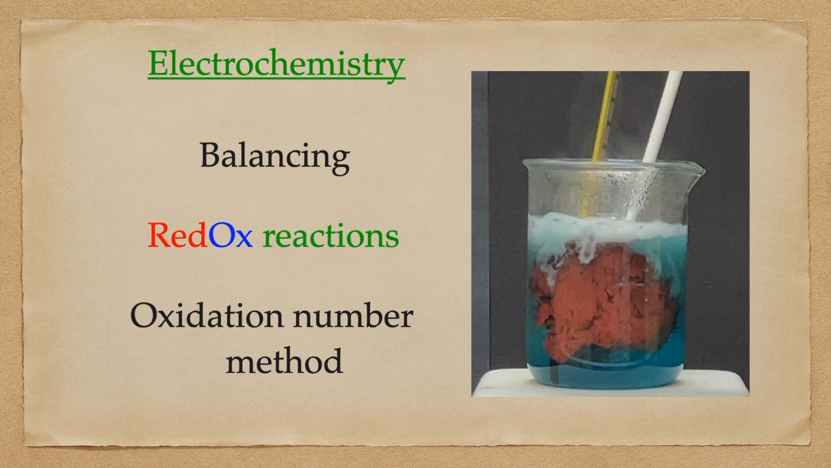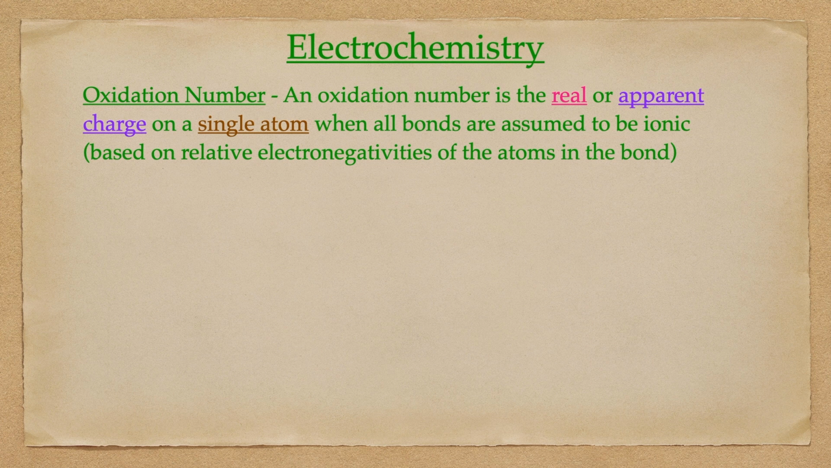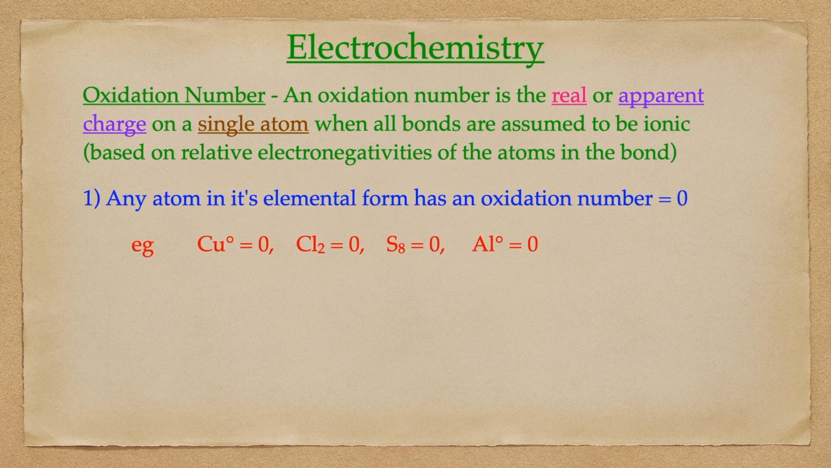But before explaining how to balance an equation using the oxidation number method, first we must establish what is an oxidation number. An oxidation number, then, is the real or apparent charge on a single atom when all bonds in a structure are assumed to be ionic, based on the relative electronegativities of the atoms involved in that bond.